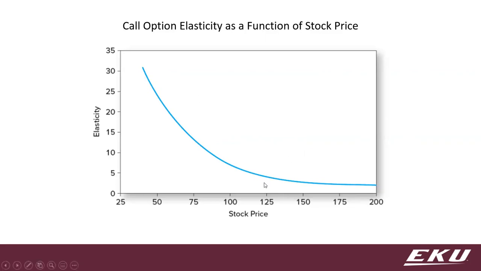And then elasticity itself changes. You probably studied elasticity in microeconomics, right? We talk about substitutability. And so the call option itself becomes more and more elastic as the stock price falls, right?